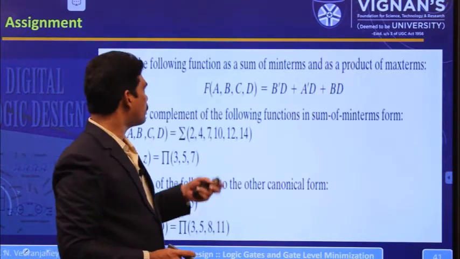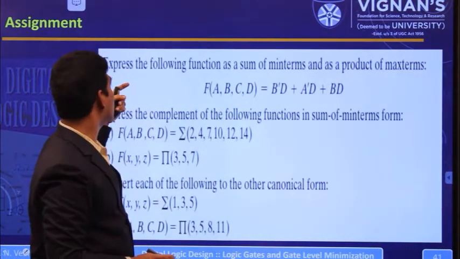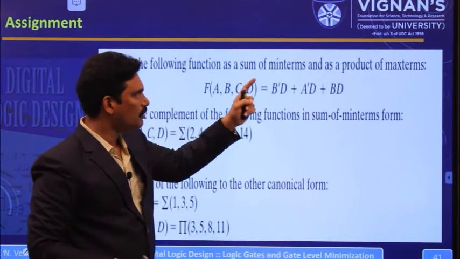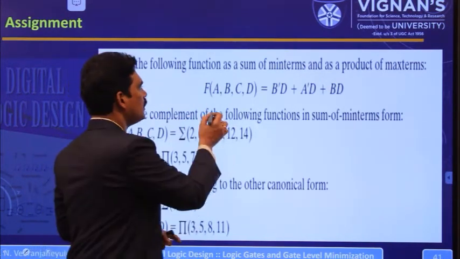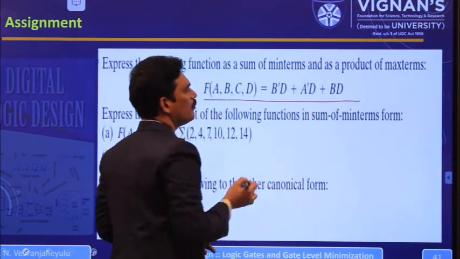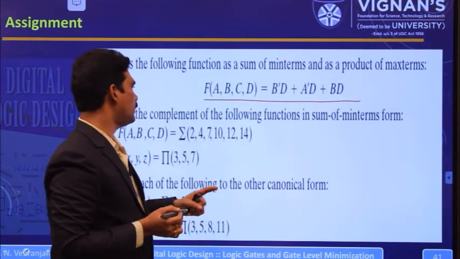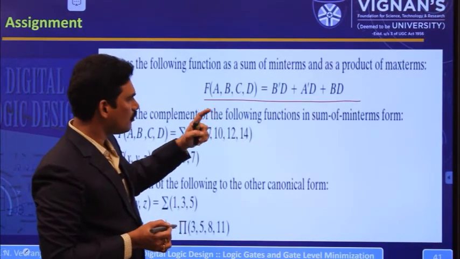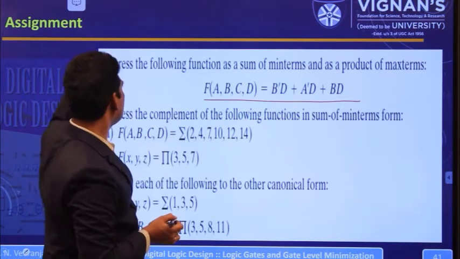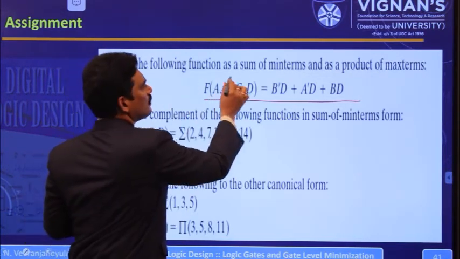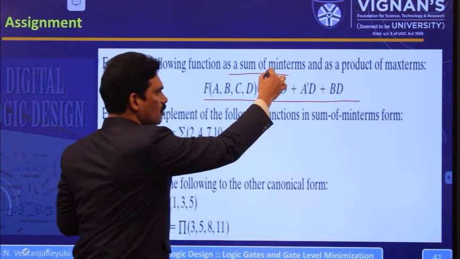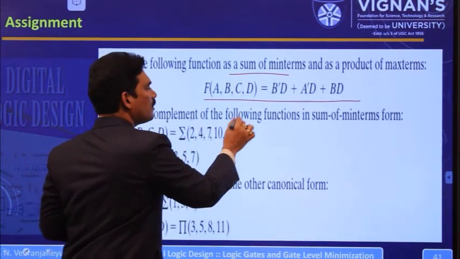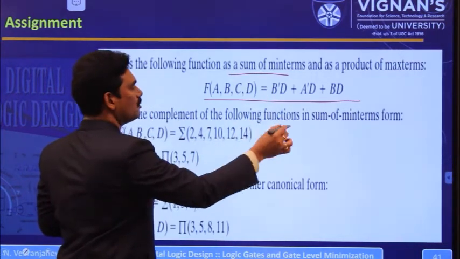Another one: one more assignment question is there. Express the following function as a sum of minterms and as a product of maxterms. Here, f of ABCD is equal to B bar D plus A bar D plus BD. Next, express the complement of the following functions in sum of minterms.